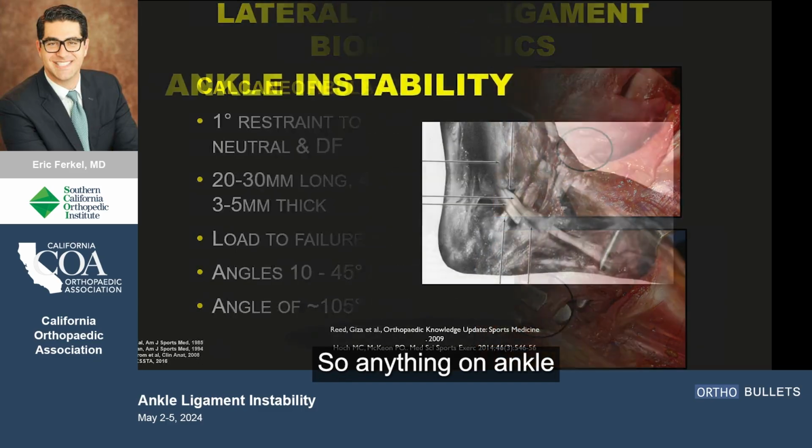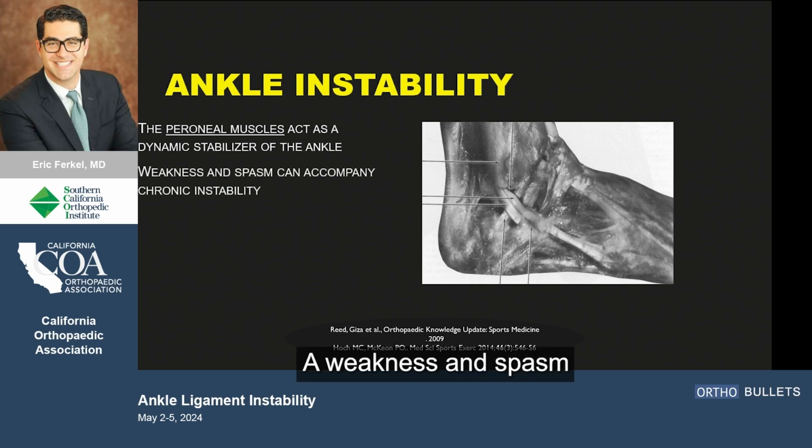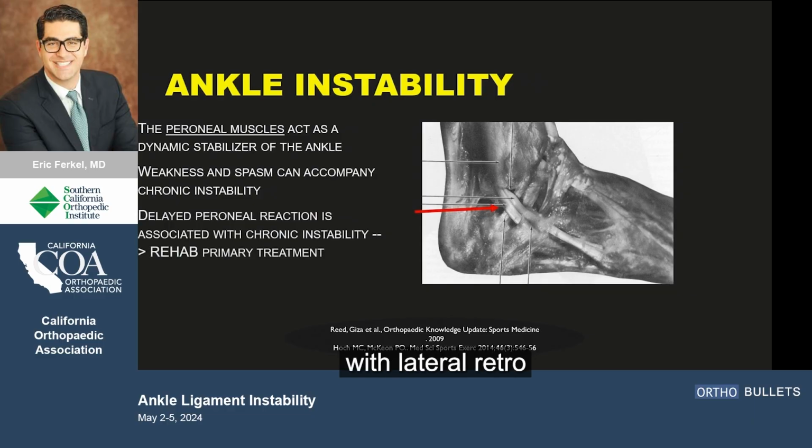So when you think about ankle instability here, the peroneal muscle is also important, and also don't forget, it's the dynamic stabilizer of the ankle. You have weakness and spasm that can also accompany chronic ankle instability. So oftentimes you'll see accompanying peroneal tenosynovitis with lateral retromalleolar pain. So it's really important, as part of the primary rehab, to work on both peroneal strengthening as well as ankle stabilization, along with kinetic chain strengthening more proximally.